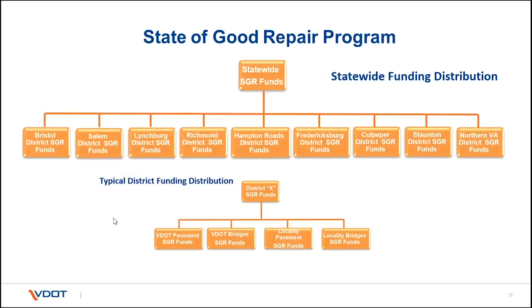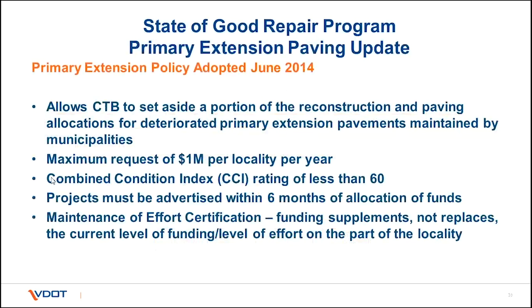So once the SGR program is distributed to each construction district, it is then further subdivided into the various types of SGR assets, whether they're VDOT pavements, VDOT bridges, local pavements, or local bridges. And that's how the funds are set aside for work on SGR assets. I'm going to now turn it over to Yolanda to elaborate on the primary extensions.